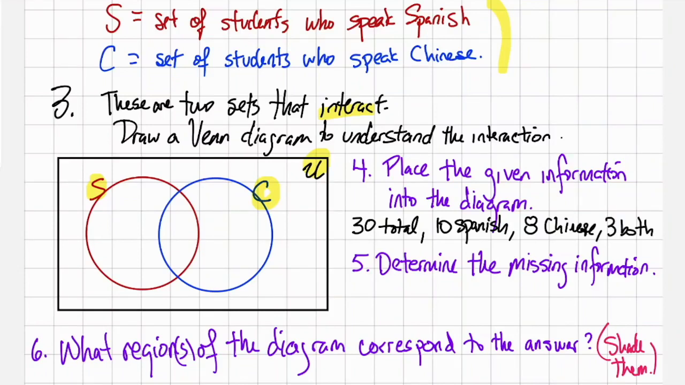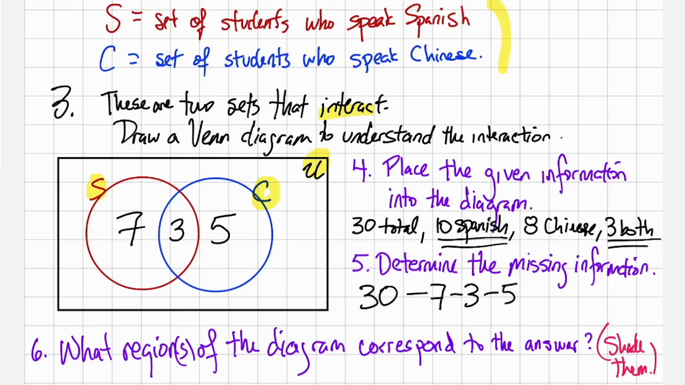So if we want to put that into our chart, we see there are 3 students in both the set of Chinese speakers and Spanish speakers. These 10 Spanish speakers include the students who speak both languages, so there are 7 more students in the red set. Similarly, there are 5 more students in the blue set. And now the question becomes, how many students are outside of the 2 circles? We have that there are 30 total students, and we take away 7, 3, and 5, and that leaves us with 15 students who are in neither of the circles.